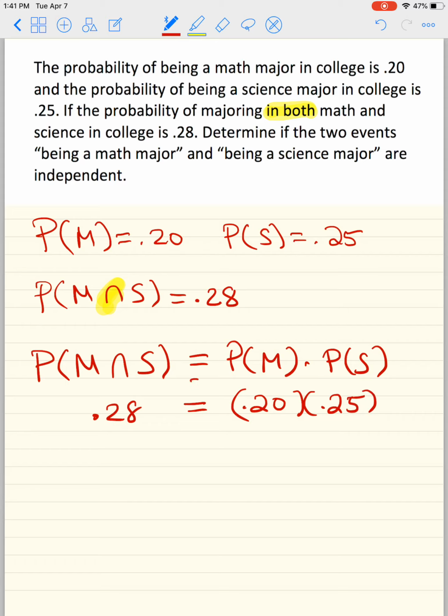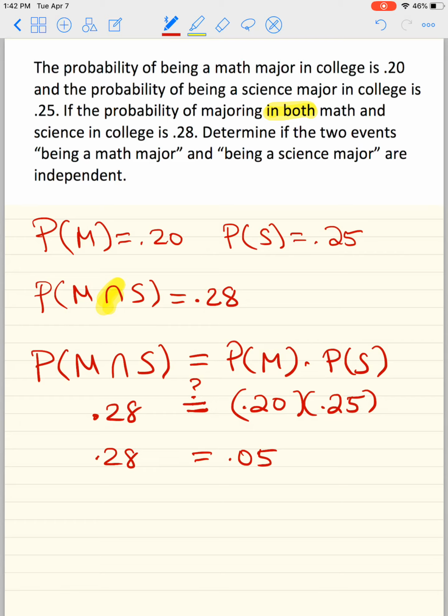Now you should probably put a question mark right above that equal sign first to make sure that it is, or we don't know if it's equal or it's not equal, so we shouldn't really put that equal sign without that little question mark here. And we know that these two values would not be equal because 0.2 times 0.25 is going to be 0.05.